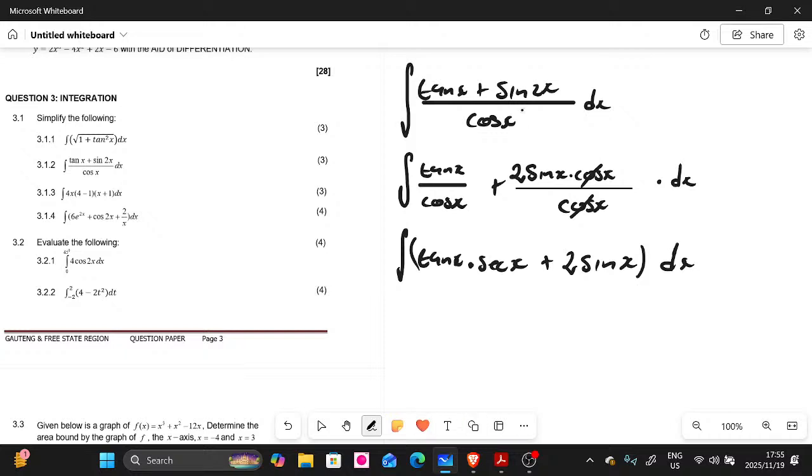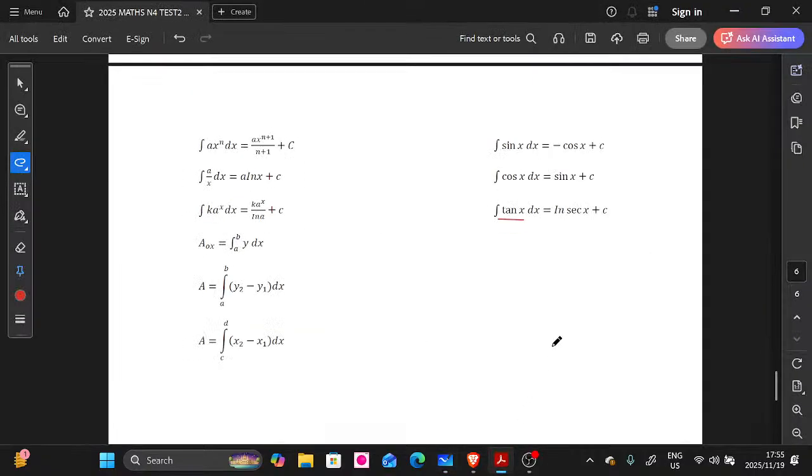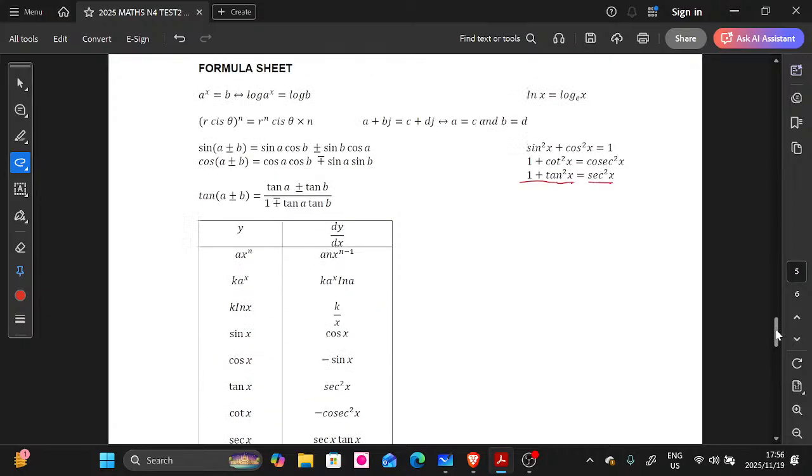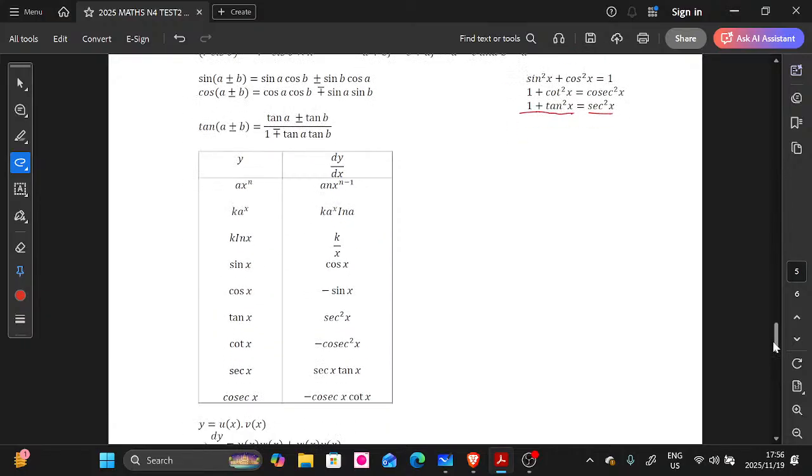So let's go to our formula sheet and see if we are able to integrate this. Let's start with the first one here. Let me highlight it very quickly. We have tan x sec x. If you go to the formula sheet, it is not there in the section for integration. It is not there, guys. So if it's not there, let's check the table of differentiation. I hope you know that differentiation is the opposite of integration.